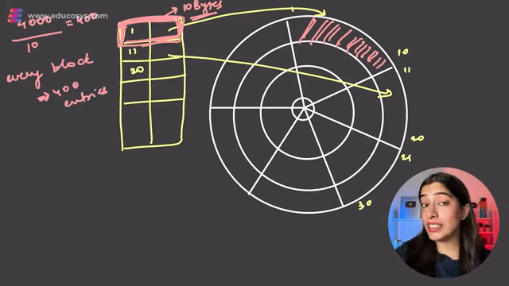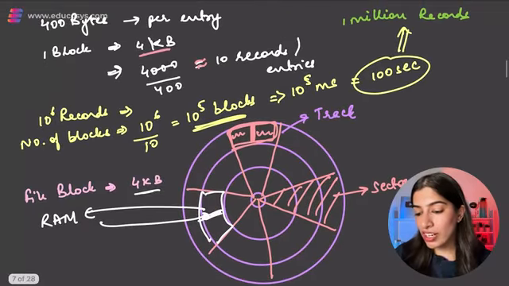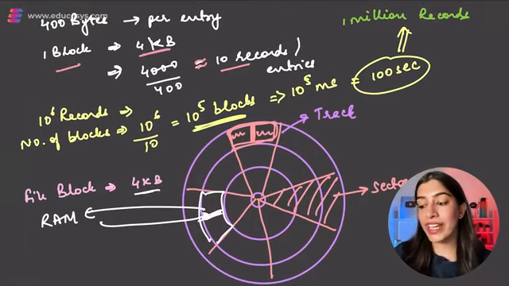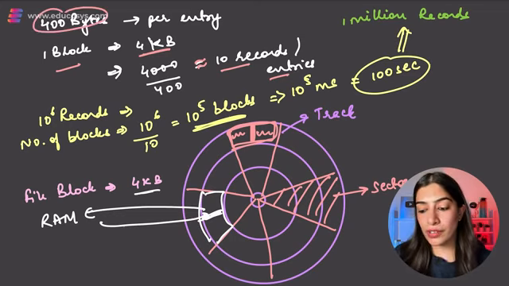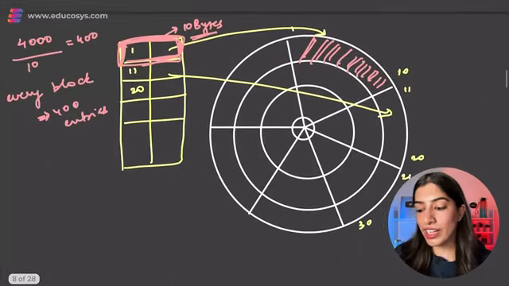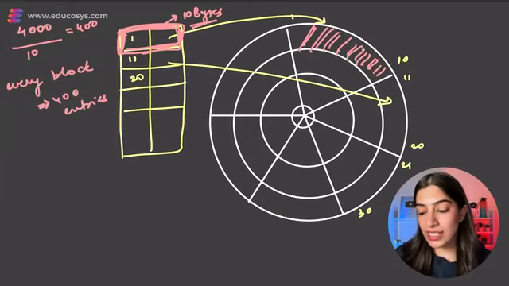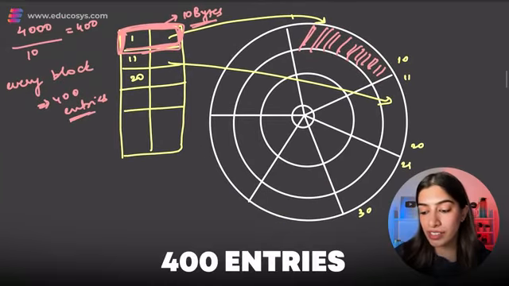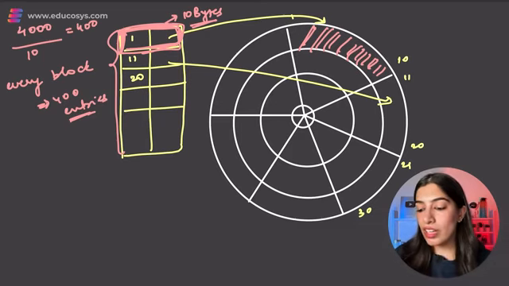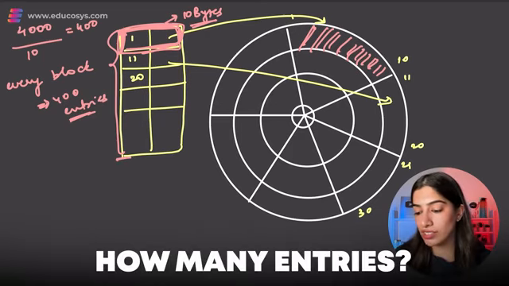Versus if we consider the data entry, how many entries was that? So per block we were storing only 10 entries because that was a huge data entry, right? It was of 400 bytes. Over here it is of only 10 bytes. So each block in this case is going to store 400 entries of this table. Now again, how many such entries are going to be there?